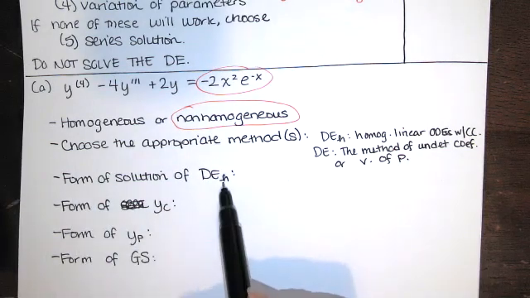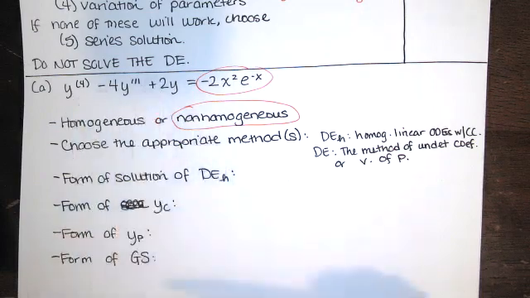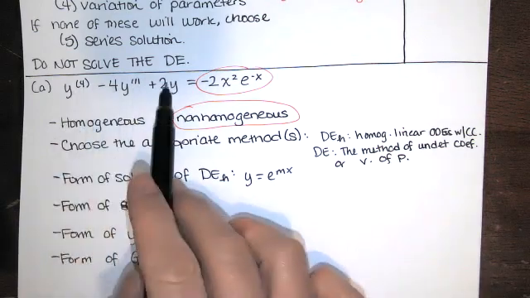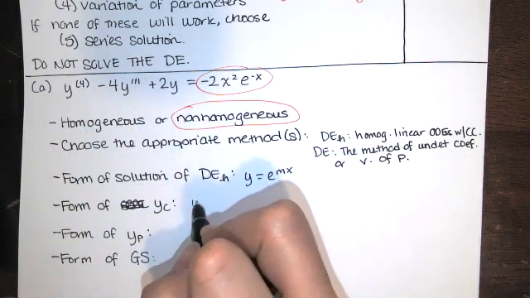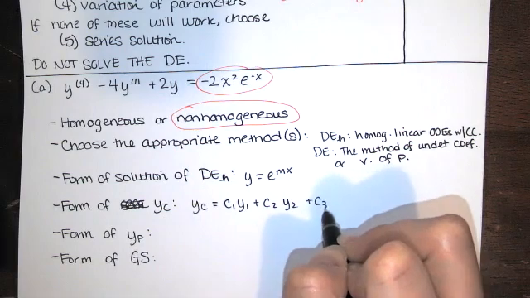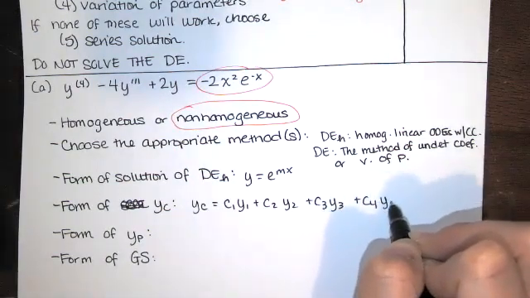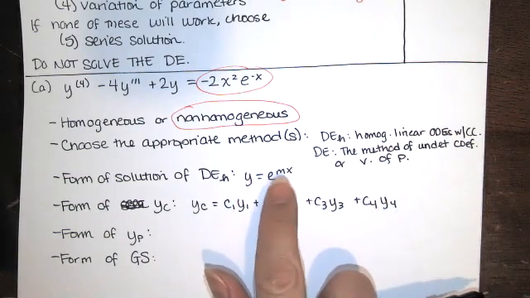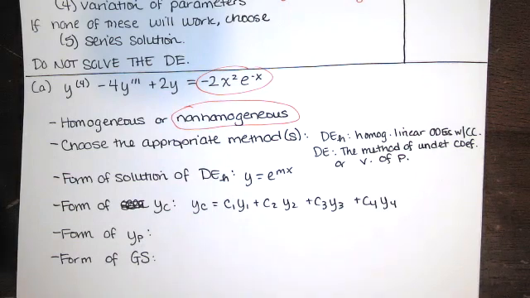Okay, so now we want the form of the solution. It has constant coefficients, so we're going to start by letting y equal e to the mx. Then since it's 4th order, the form of y sub c is y sub c equals c1y1 plus c2y2 plus c3y3 plus c4y4, where y sub 1 through y sub 4 are found using this form. Depending on the types of roots of the characteristic equation, we'll have different forms of the solution, but they're generally either e to the mx or something closely related to e to the mx.